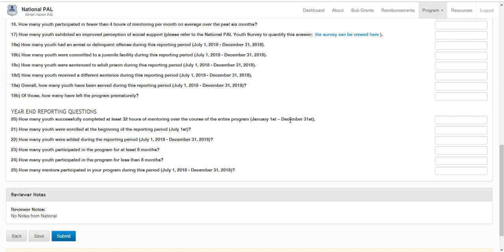Number 21, how many youth were enrolled at the beginning of the reporting period, so July 1st? How many youth were added during the reporting period, so since July 1st all the way through December 31st for those folks that have continued with the program extension, or through the end of November, if you ended programming at that date. Number 23, how many youth participated in the program for at least 8 months?